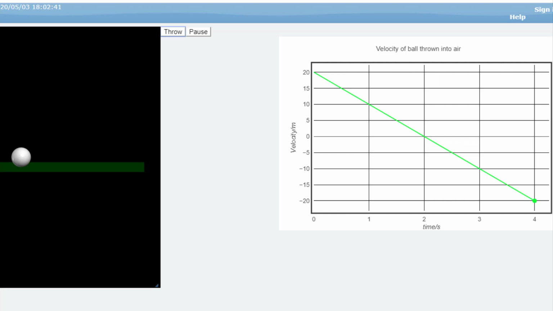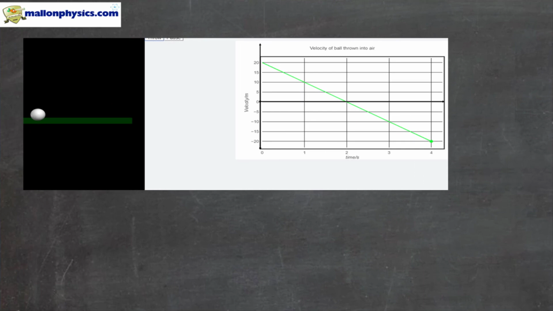The ball has now landed, and we can see that we've got the velocity time graph on our right. Now we're going to analyse that velocity time graph and see what it tells us. First thing we notice about the velocity time graph of the ball thrown into the air is that at time t equal to 0, at the moment it left the ground, it had an upward velocity of 20 metres per second.